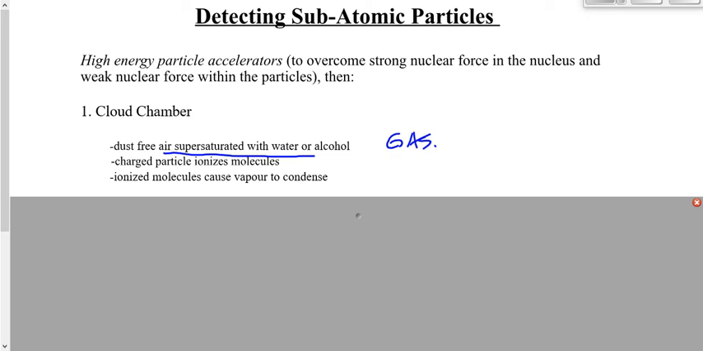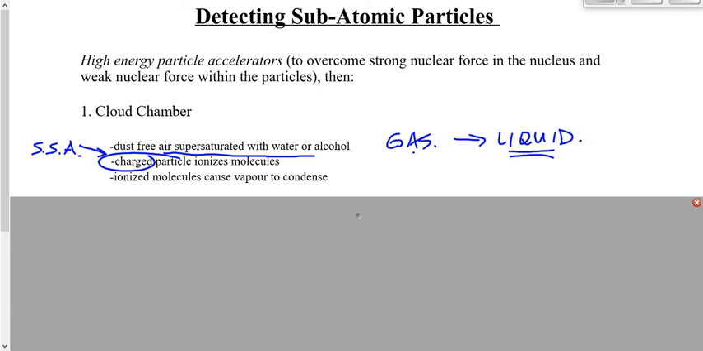Now, when we smash these protons together, we got what I call sub-subatomic particles that are charged particles. Remember, that's my name for it, sub-subatomic. It's things that are smaller than protons and neutrons. Sub-subatomic particles that are charged, that we get out of it now, that we can't see, but that ionize these molecules. And then these ionized molecules cause the vapor, the gas, to condense into a liquid. So through this process, the gas that we had that was almost a liquid ends up condensing into a liquid.